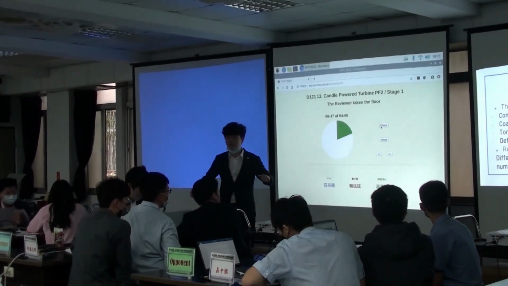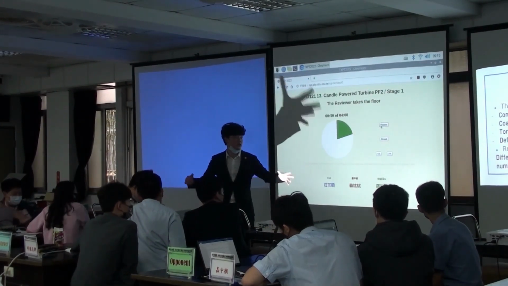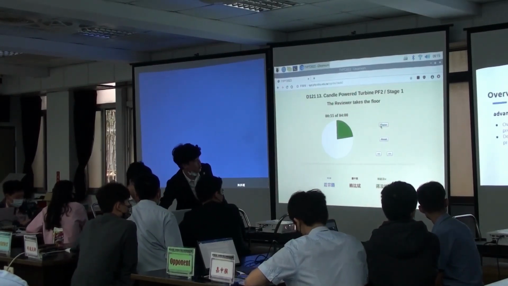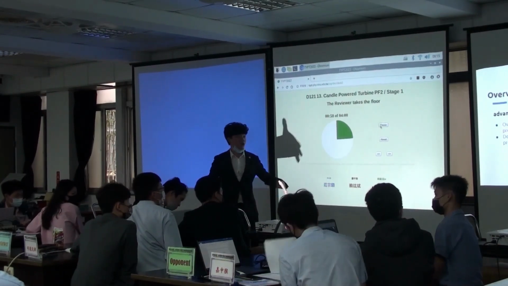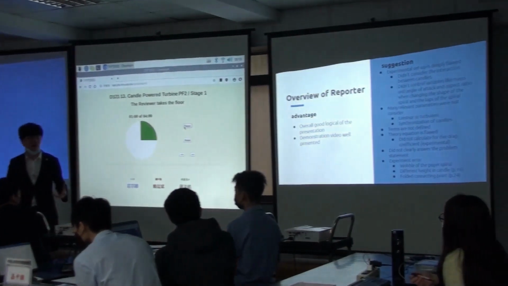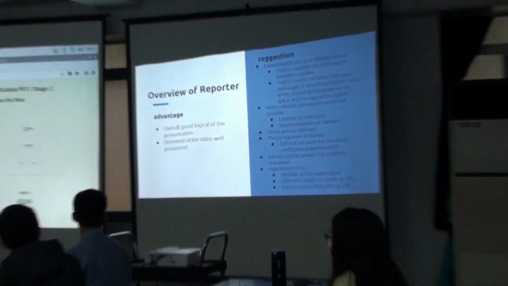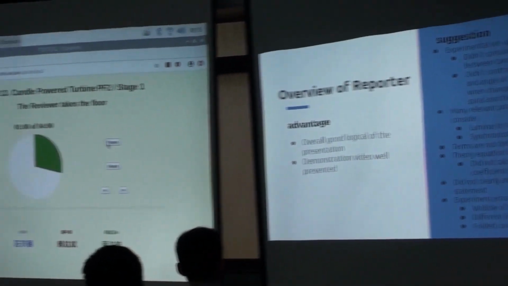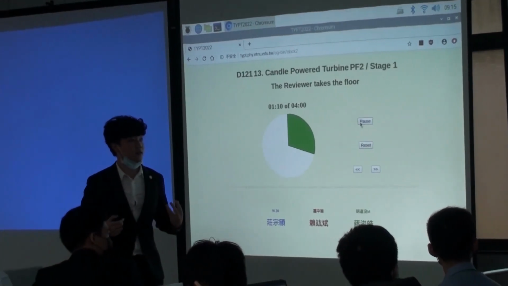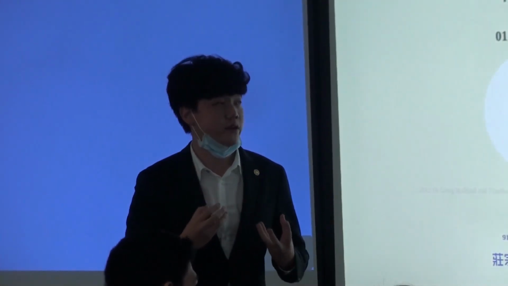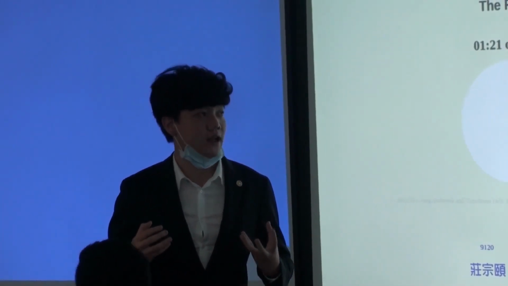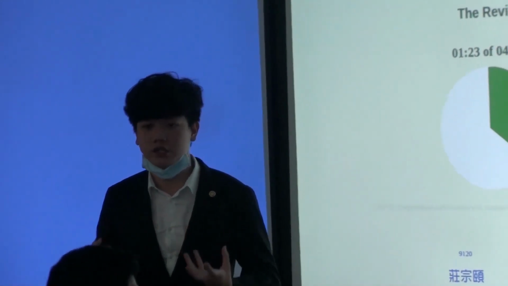The parameters changed in the experiment are the different radius, width, and shape of the spiral and the number of candles. For the overview of the reporter, the advantage is that they have an overall logical presentation and the demonstration video is well presented. Some suggestions for the reporter: their experimental setup is flawed, since they didn't consider the interaction between candles and how the heat flow will change, since the system will be more complex. And they didn't control other variables like mass, angle of attack and aspect ratio when changing other parameters.